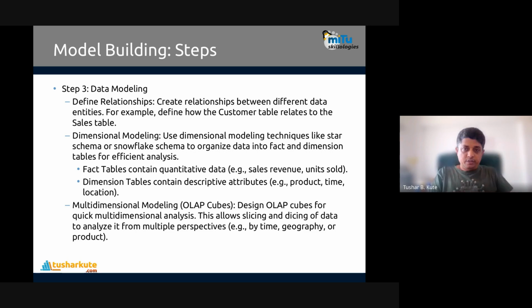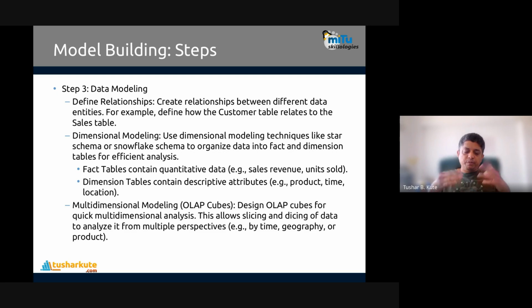Then dimensional modeling. You can use dimensional modeling techniques like star schema and snowflake schema to organize data into fact and dimension tables for efficient analysis. The fact table contains the quantitative data, and the dimension table contains the descriptive attributes. Quantitative data means numerical data like sales revenue and units sold. The dimension table contains descriptive attributes like product, time, and location, and all of this data will be inside dimensional modeling.